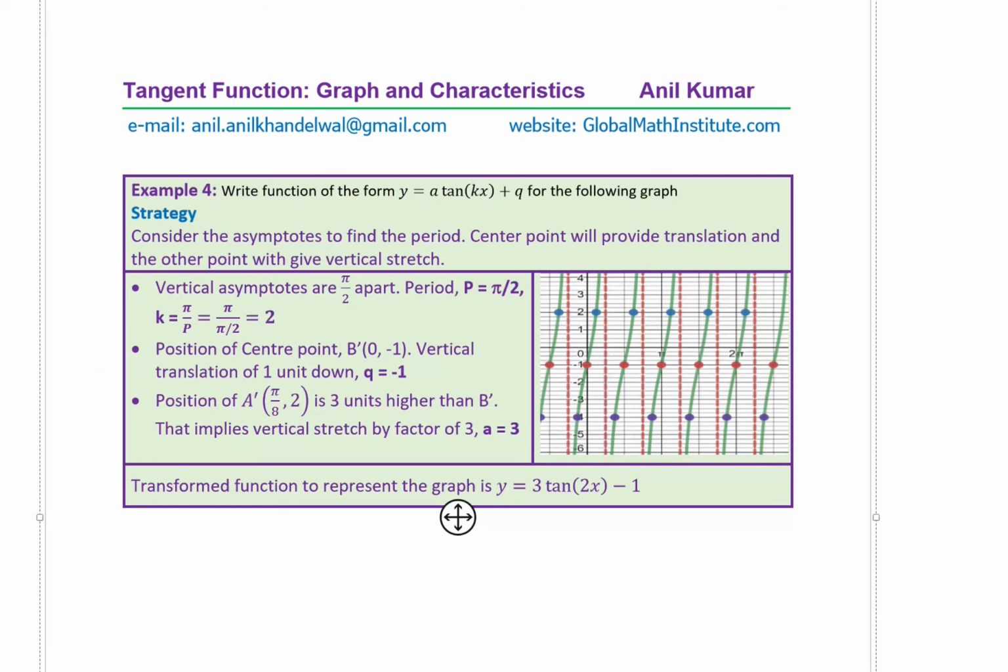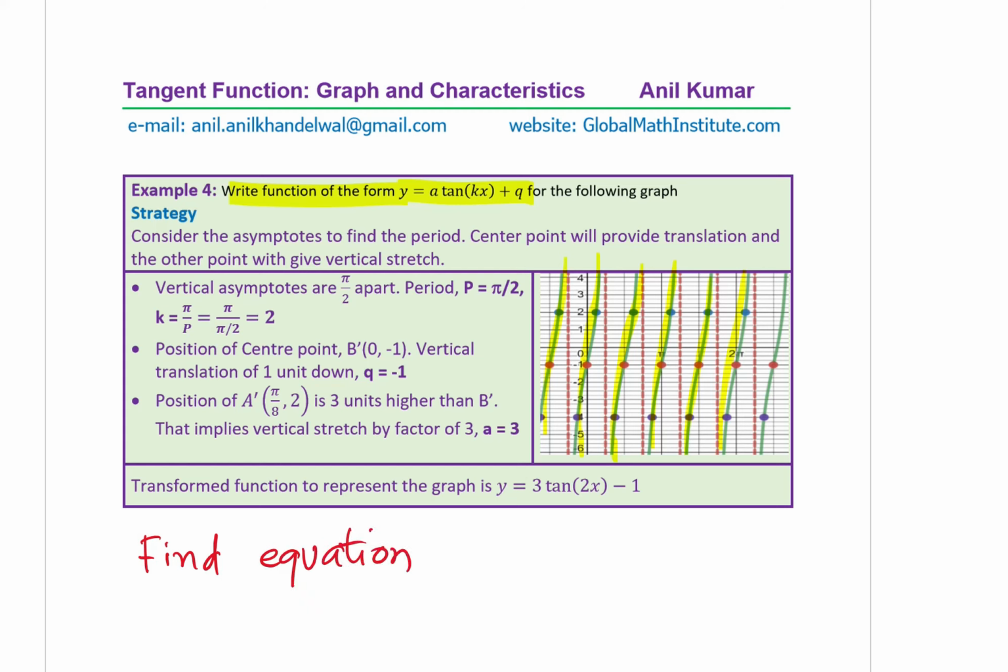Now let's take up example 4. In this particular case, we'll write the function of the form y equals a tan kx plus q from the graph given. So we are given a graph this time. Perfect. We are given the tangent graph. It is increasing all the time. Leading coefficient is positive clearly. Correct. And we need to find the equation from the graph, right? That's the idea. So in this case, find the equation of the given graph.